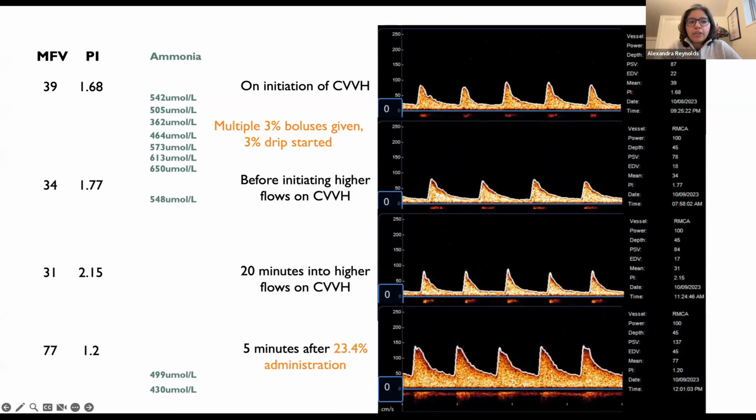So again, while the data itself can't necessarily be calculated into a number, we can use continuous TCDs to give us a sense of whether things are going in the right direction or the wrong direction. And also, we gave 23%, and had we not had TCDs, we wouldn't have had pupils to look at because of the ketamine to understand whether it was working or not. So this gives you a nice example of how you can monitor.